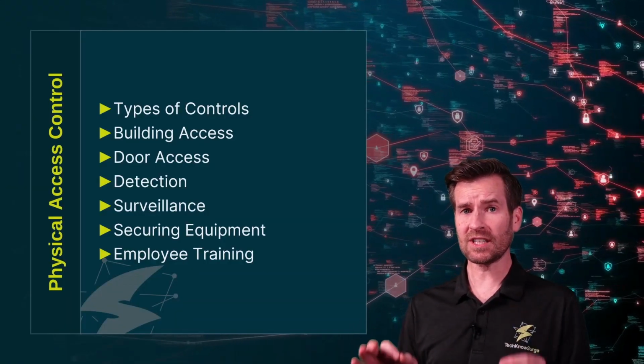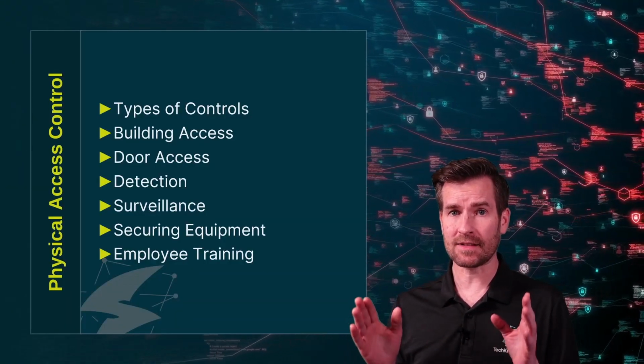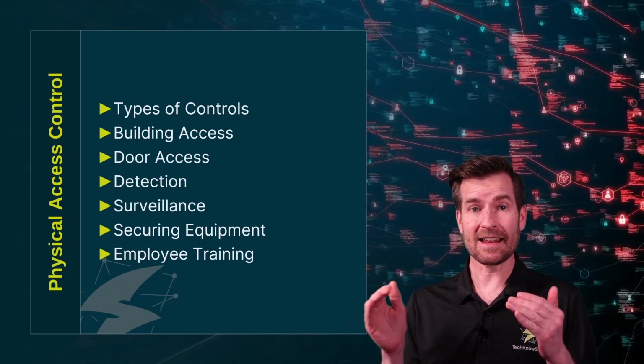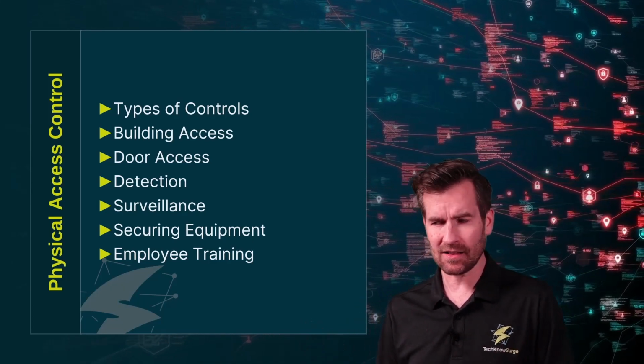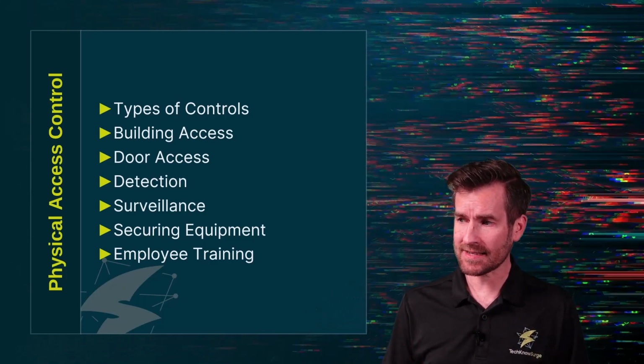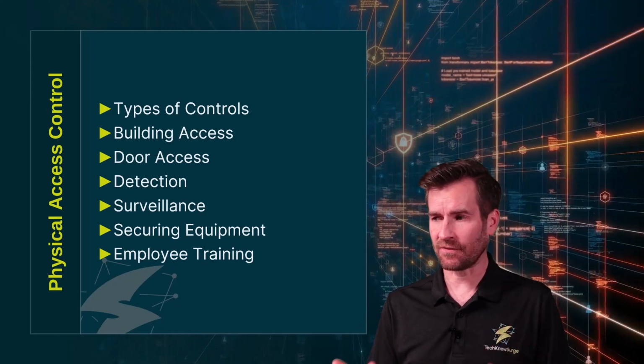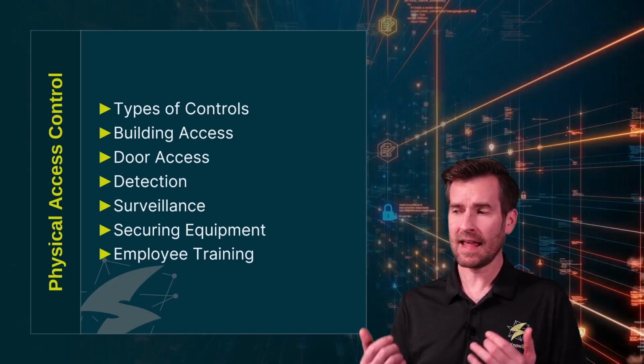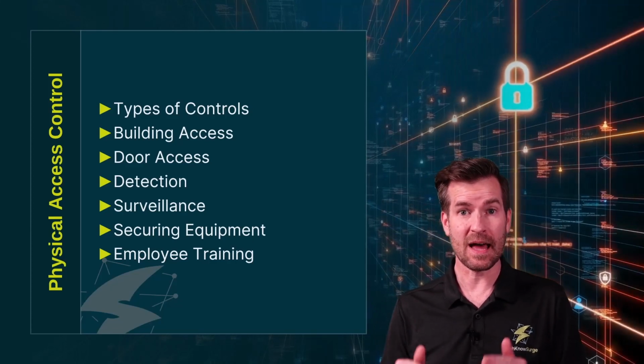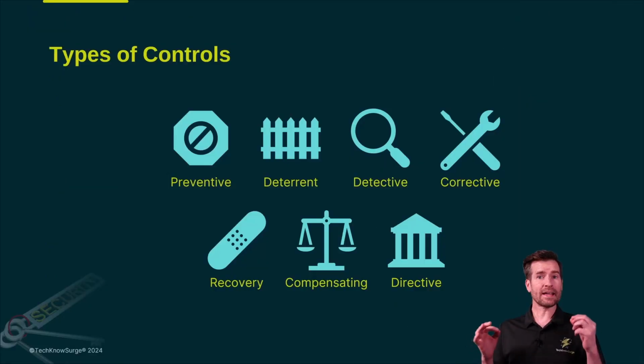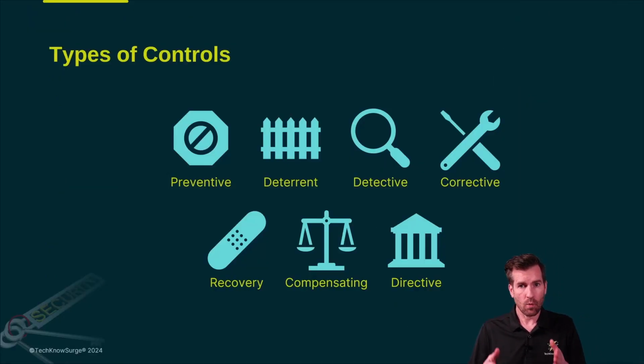In this video, we'll start out with just a brief mention about types of controls. We're going to get into building access and what that looks like. We'll talk about door access, detection, surveillance, securing equipment, and we'll finish it off with a brief mention about employee training. When it comes to battling risk, we have several different types of controls we can put into place.